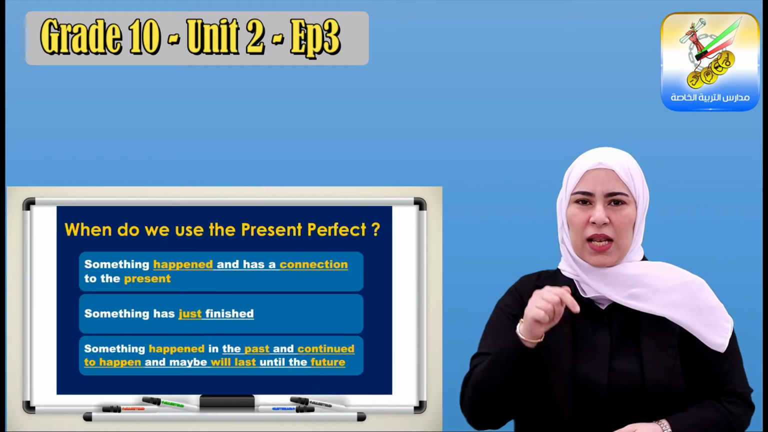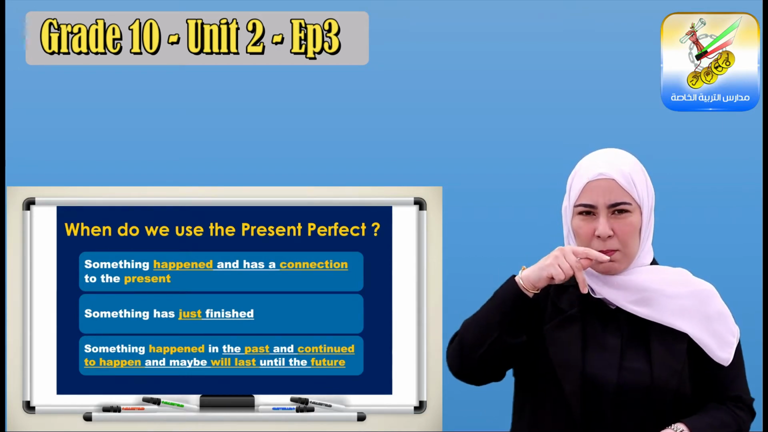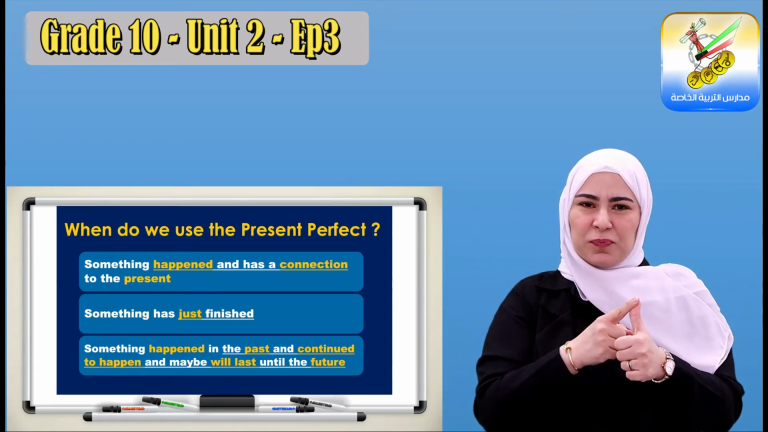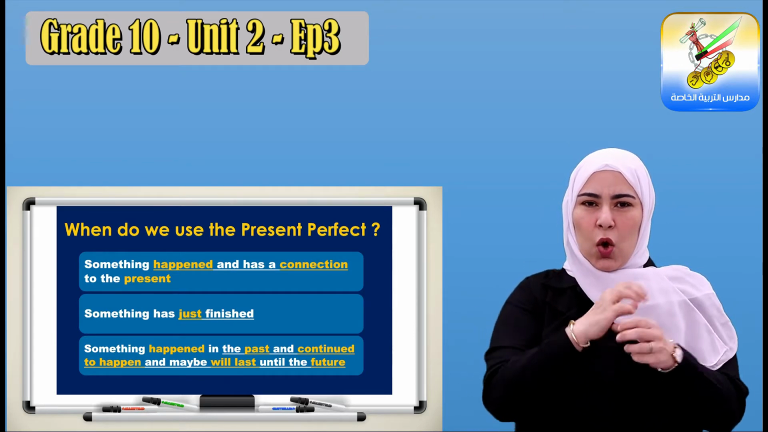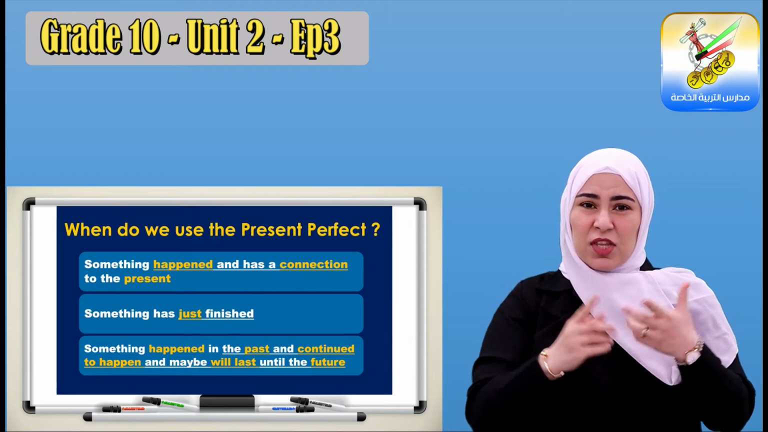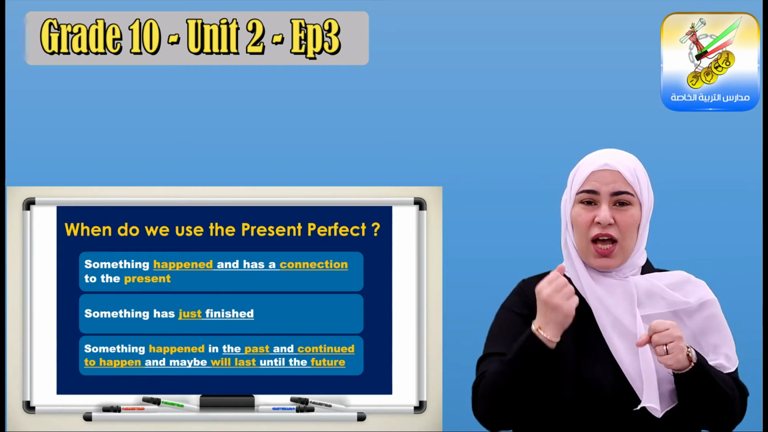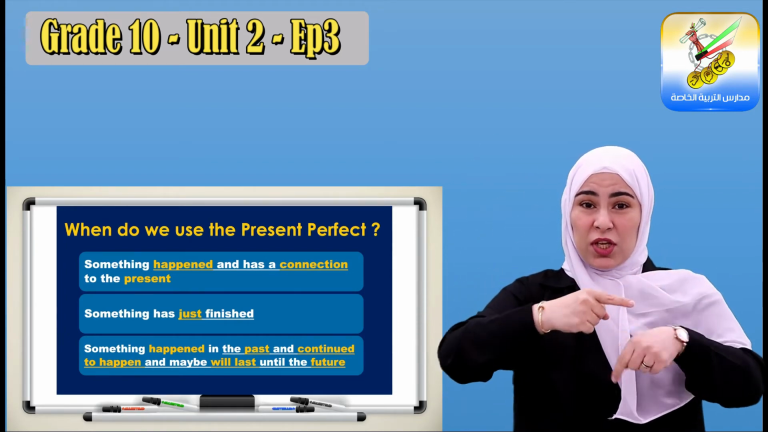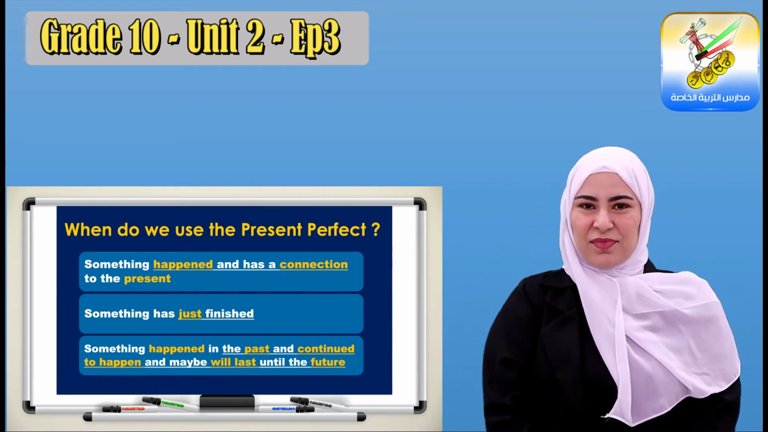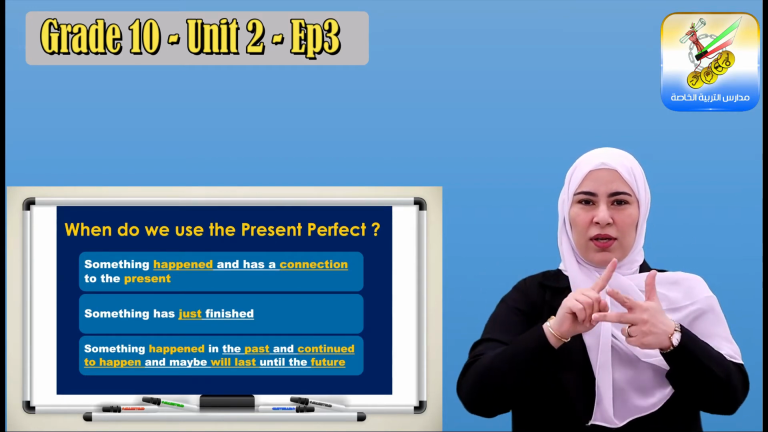Now the question is, when do I use the present perfect? There are three cases where we should use the present perfect. The first one, when something happened and has a connection to the present. The second case is when something has just finished. And the third one is when something happened in the past and continued to happen and maybe in the future will continue to happen. So let's take a look at each case with an example for it.